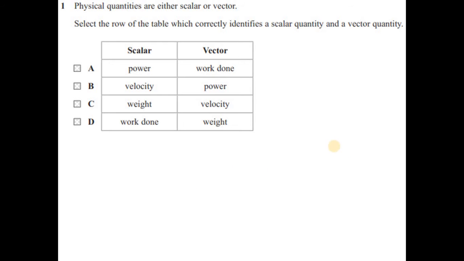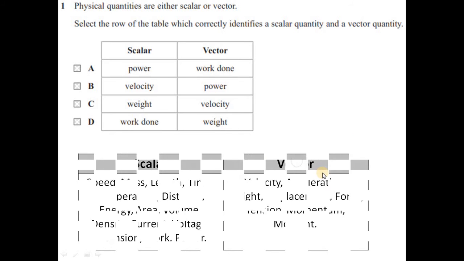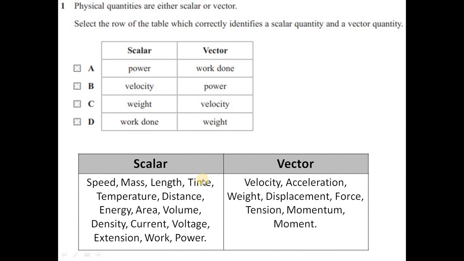It's better if you can memorize a list of vector and scalar quantities in your specification. I'm giving you some of the quantities that they keep asking. This column shows scalar quantities, and this is the vector quantity. If you can memorize this, it will give you a lot of help. From this table you can clearly see that power is a scalar, and this is in the right column.